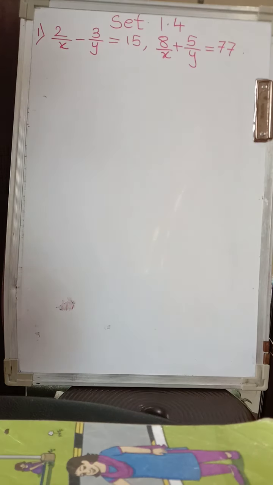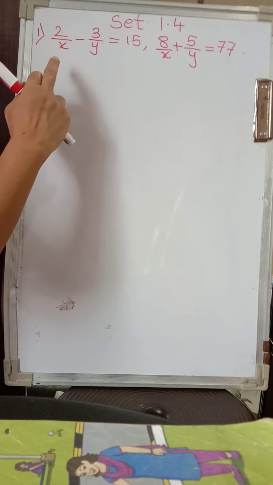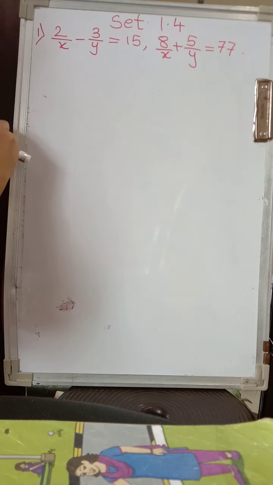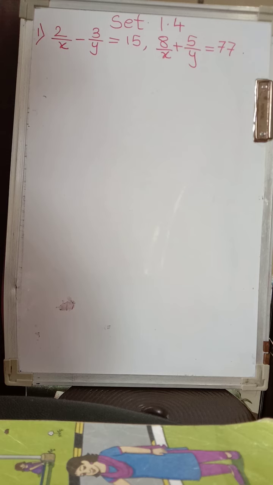Good morning, class 10. Now look at this equation: 2 upon x minus 3y equal to 15 and 8 upon x plus 5 upon y is equal to 77. Now if you have been asked to solve these equations, these are not simultaneous equations.